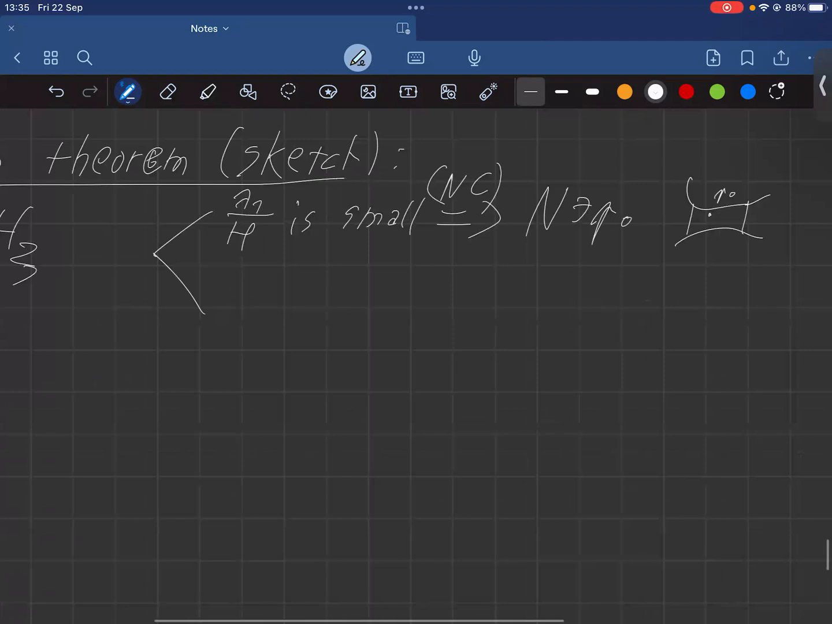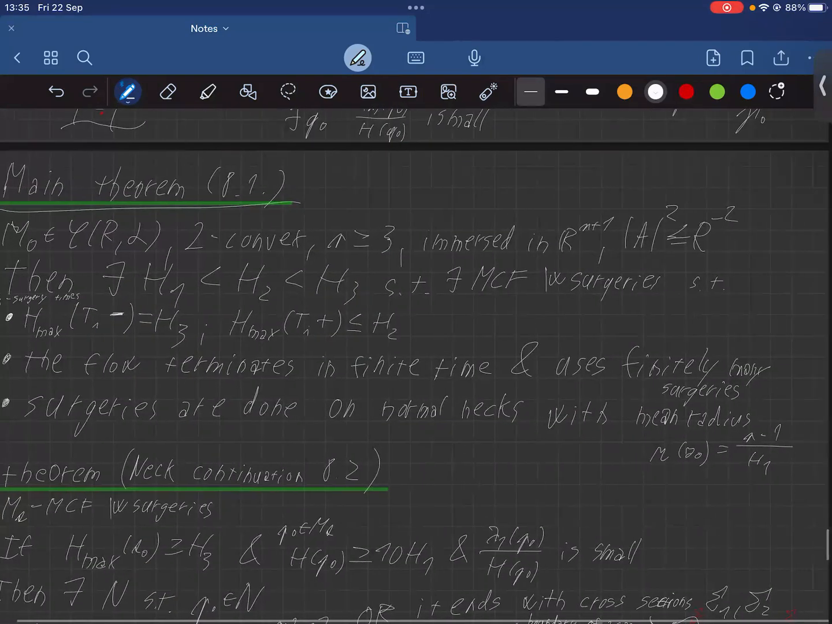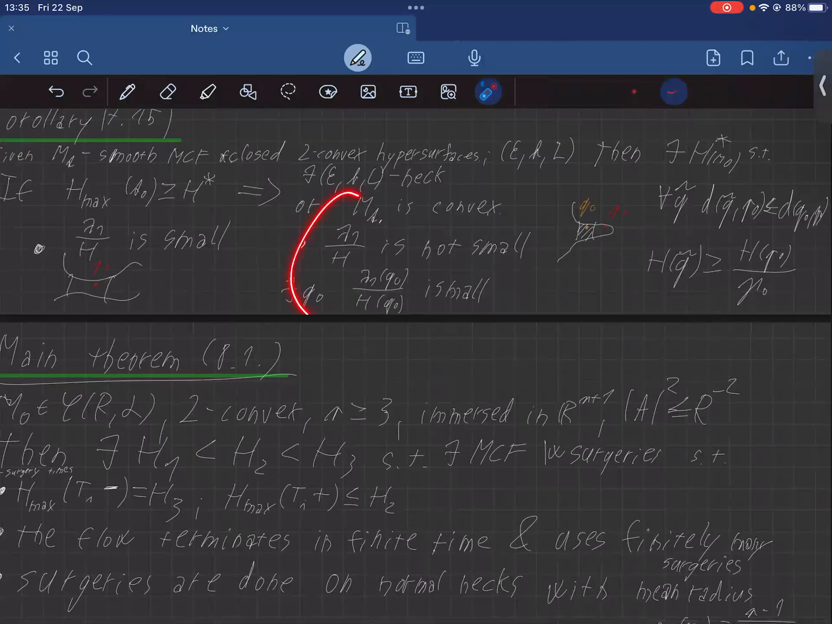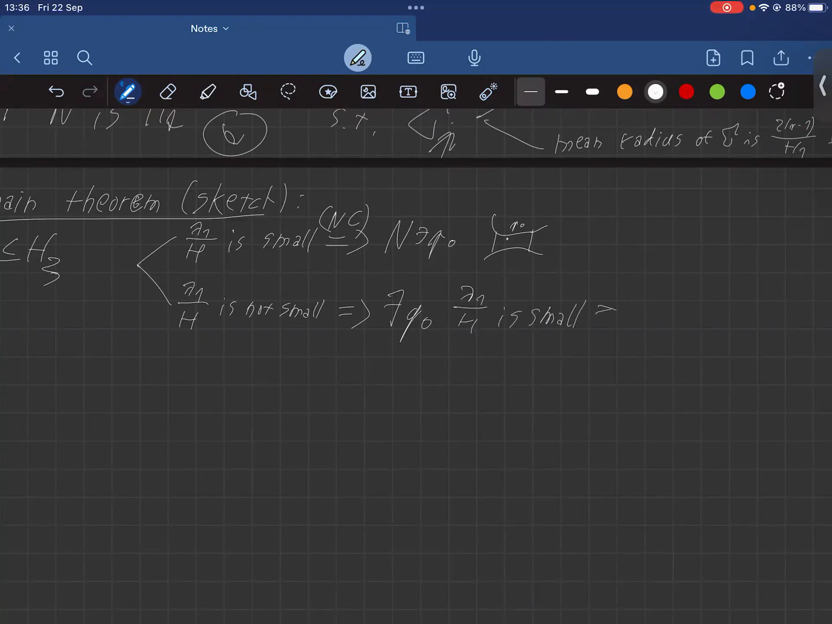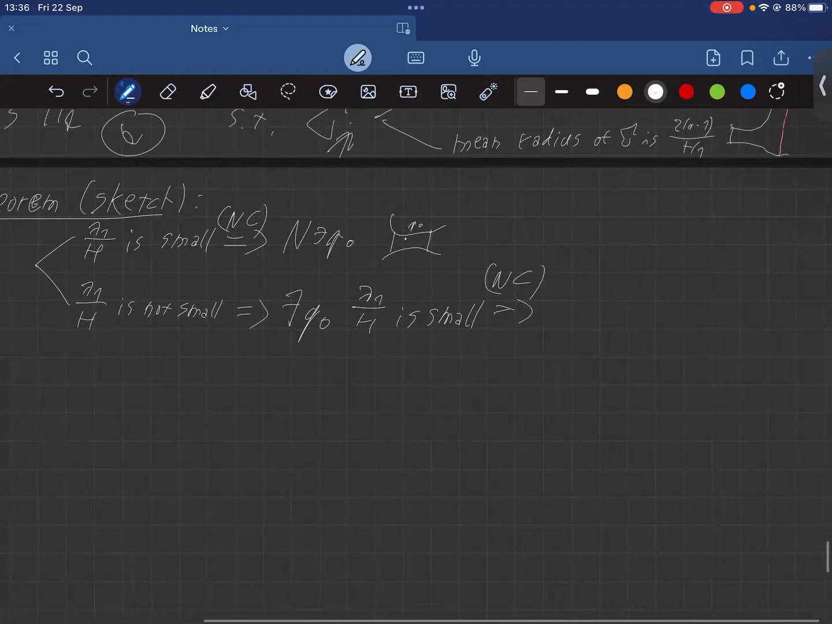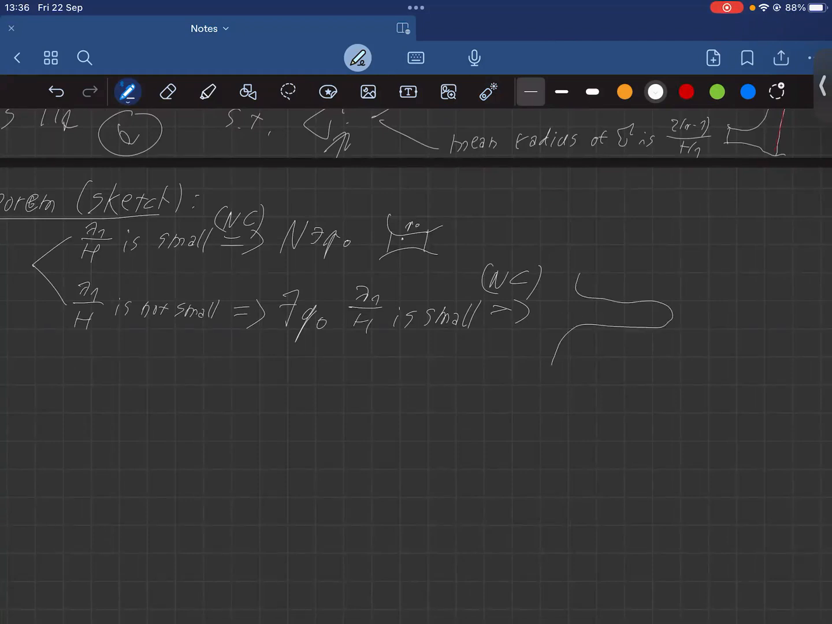Or the ratio is not small. Well, then we have the neck detection, which I mentioned before. So we are in this setting, and we can find a Q0 where the ratio is actually small. So there exists Q0 where the ratio is small. And again, we use neck continuation, this time from Q0, to get a neck. Let me use some colors. So this is Q0. There is P0.